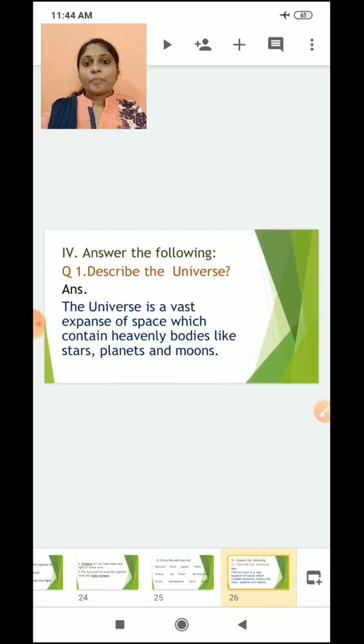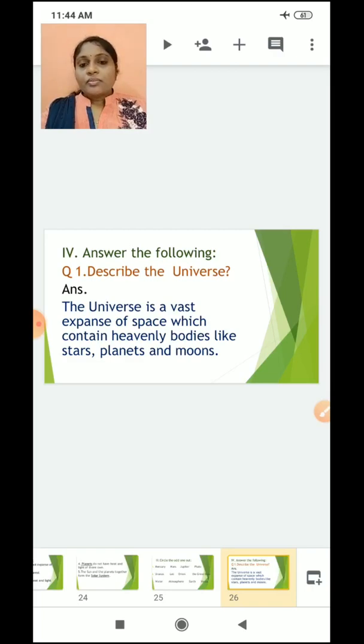Now the fourth Roman. Write the fourth Roman. That is answer the following. Already I gave you these questions and answers and some of those you will write in the classwork. Okay. So answer the following. Make a heading. First one is describe the universe. And the answer is the universe is a vast expanse of space which contain heavenly bodies like stars, planets and moons. Write the answer.